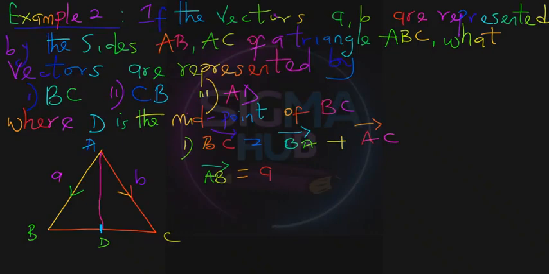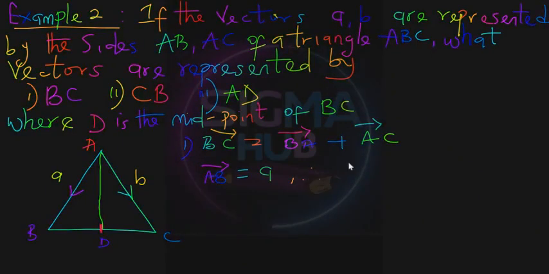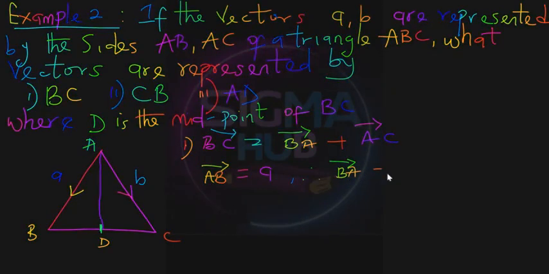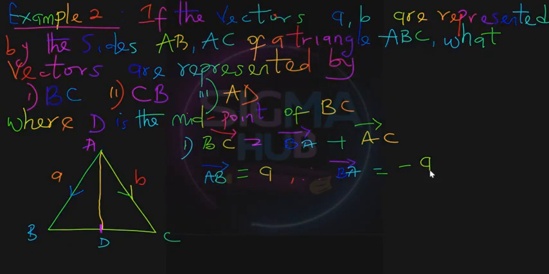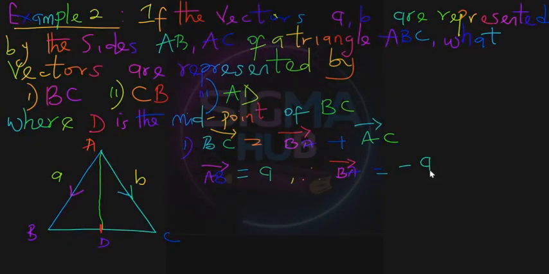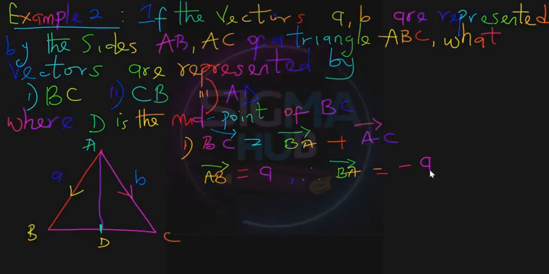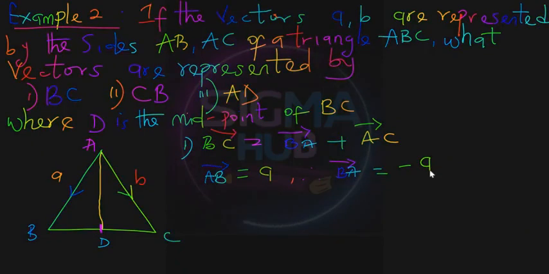So this time around we are given BA. Therefore, BA is going to be the negative A. Why? Because it is moving in the opposite direction. So AB and BA, they are opposite, but they have the same value. So if AB is A, then BA will automatically be minus A.